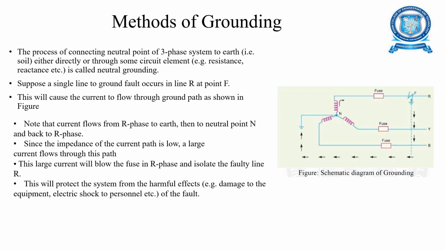This will cause the current to flow through the ground path as shown in the figure. This is the schematic diagram of grounding. Note that the current flows from R phase to earth, then to neutral point N and back to R phase. Since the impedance of the current path is low, a large current flows through the path. So this will protect the system from the harmful effects of the fault, that is, damage of equipment and electric shock.